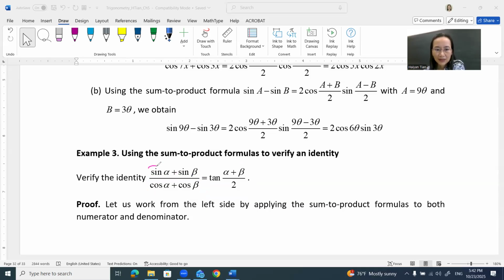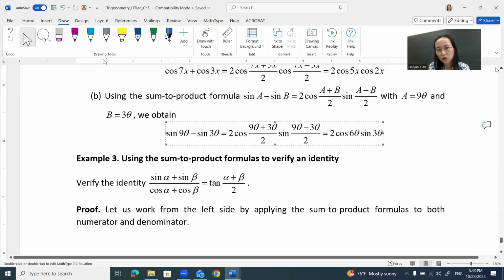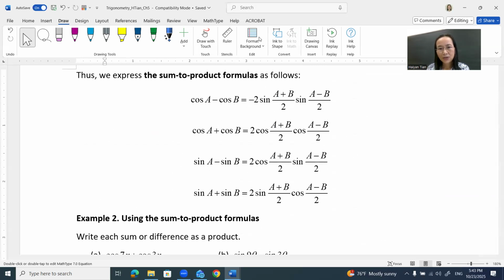So we're going to think of writing the numerator and denominator in product form, using the sum to product formula, in order to cancel some common factors. Let's use that approach. You see sine plus sine in the numerator, and cosine plus cosine in the denominator. Can we take a quick look at the four formulas? Sine plus sine, yes, this is the formula we can use. Cosine plus cosine, that's another formula.